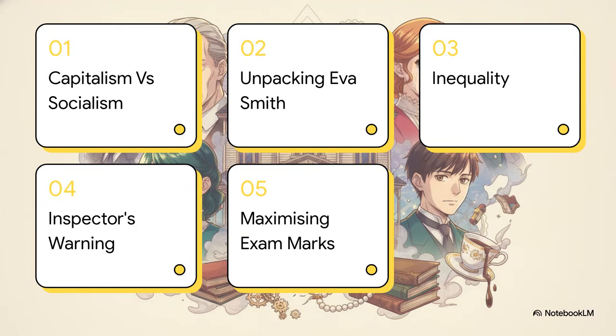Right. Here is our exam success blueprint for today. We've got 1. Context, capitalism versus socialism. 2. Unpacking Eva Smith. 3. Inequality, class and gender. 4. Inspector Goole's warning. And finally, 5. Maximizing your exam marks. Let's get to it.